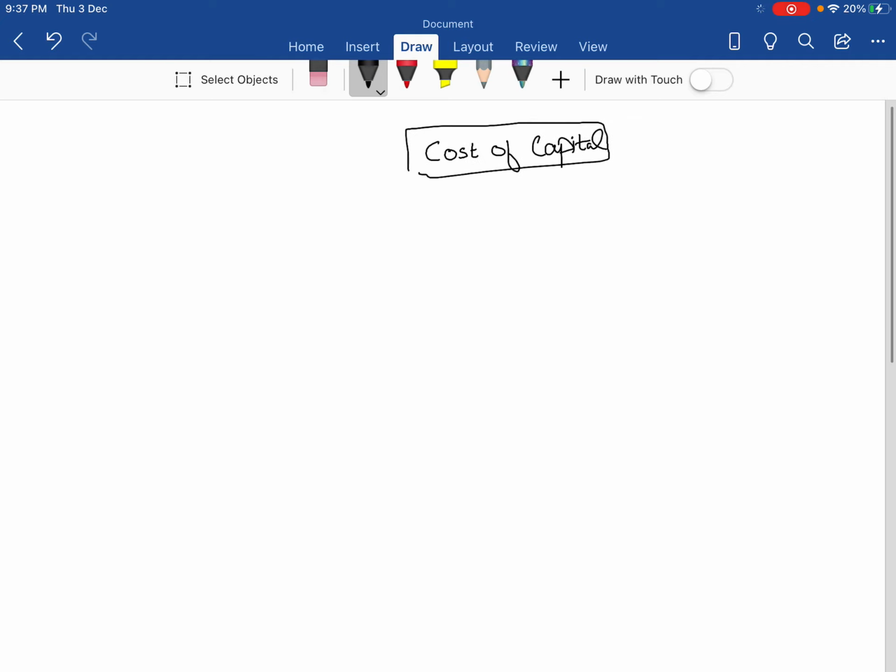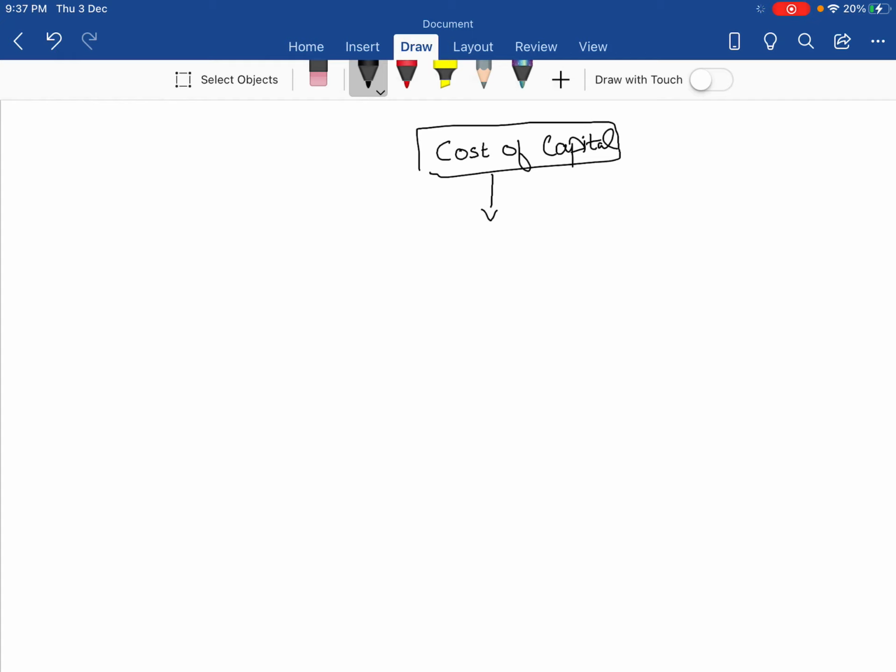What is capital? Let's say a business needs $100,000 of investment. This is the required capital for the business. Now, how will this business get this amount?